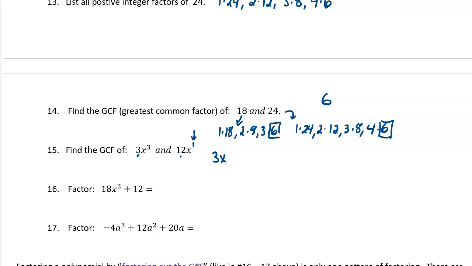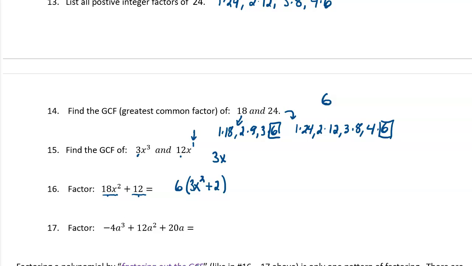Number 16, factor this binomial by factoring out the greatest common factor. So you investigate the 18 and the 12 and think about the GCF. That's 6. Then put a set of parentheses and complete the complementary factor. 6 times 3x squared is 18x squared, and 6 times positive 2 is 12.